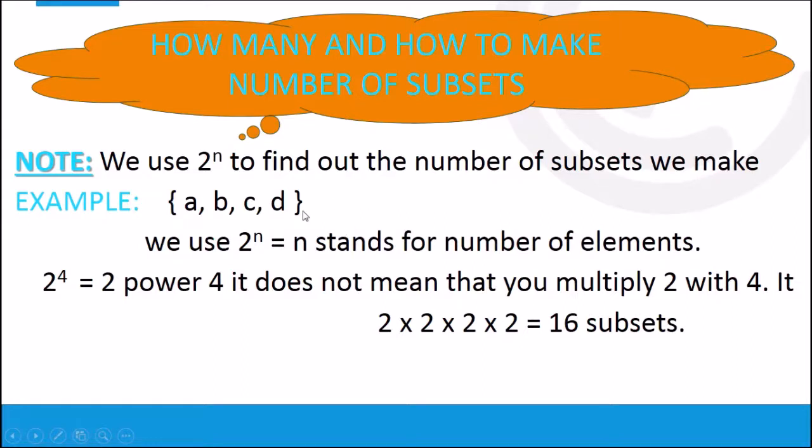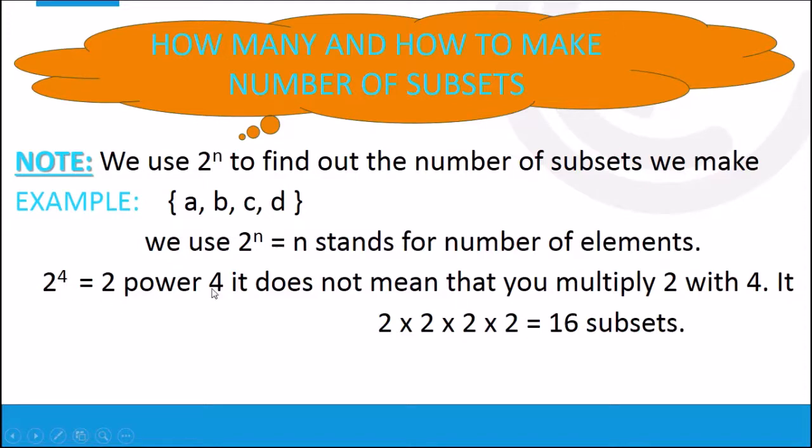No, it is not correct. Down below I have given you one example. There is written we use 2 to the power n. What do we use? We use 2 to the power n. N stands for number of elements. Please count how many elements are in the set: 1, 2, 3, 4. So see, instead of n I have written 4 there. And how to read it?